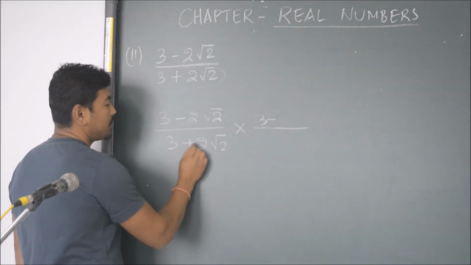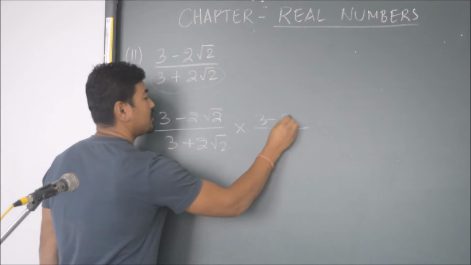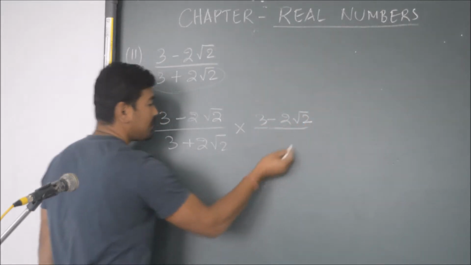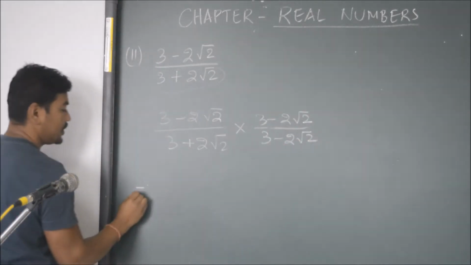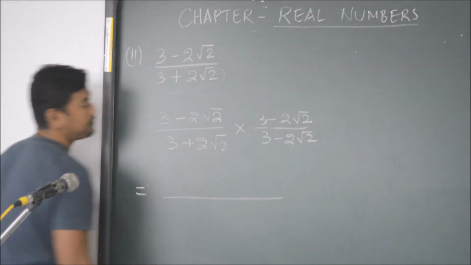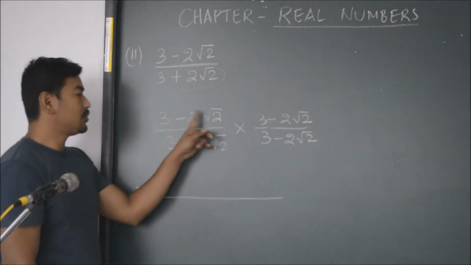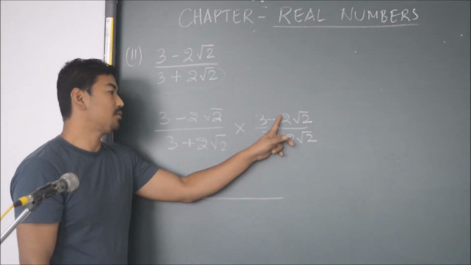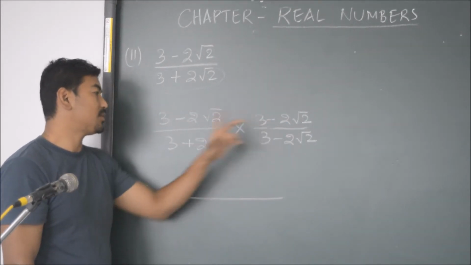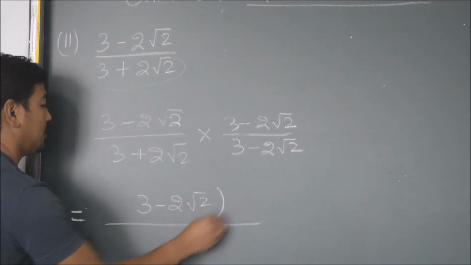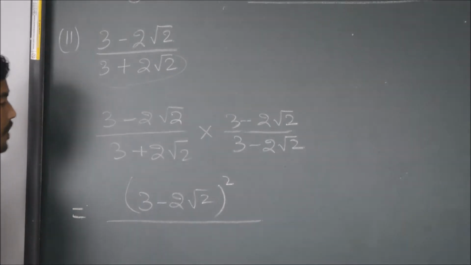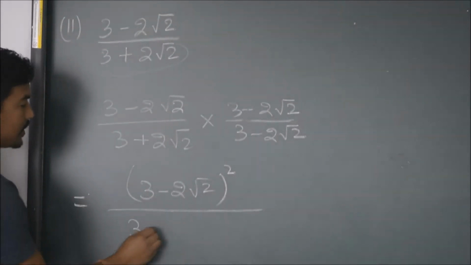So I'm going to write 3 minus 2 root 2 divided by the same thing, 3 minus 2 root 2, which is equal to, again, 3 minus 2 root 2 multiplied with 3 minus 2 root 2. That means the same term 2 times. So you can write in square form like this. Square form in the denominator also, write the same thing.